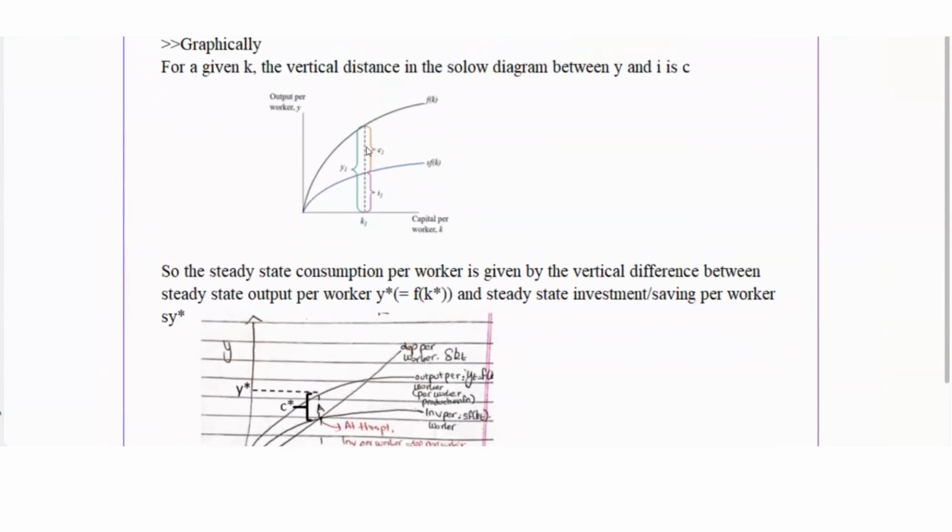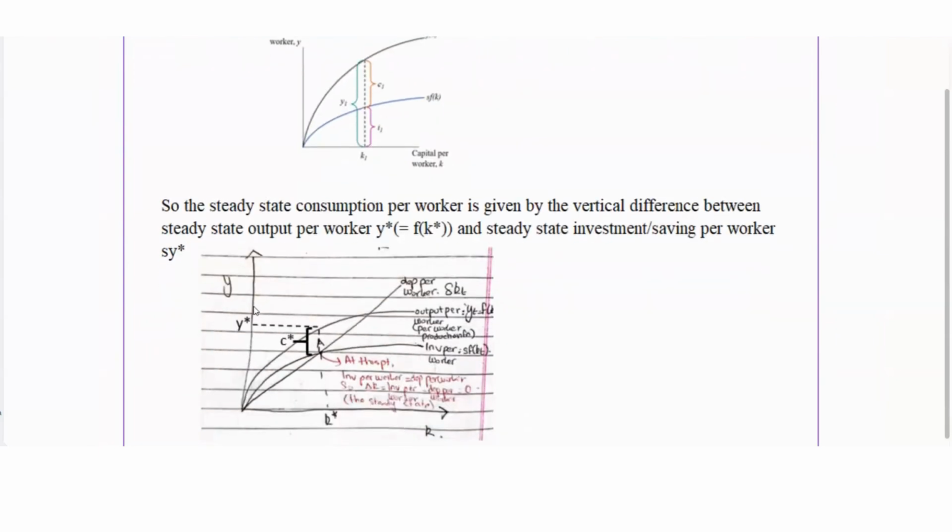So in general, it's the vertical difference between output and investment per worker in the Solow diagram. If you take this vertical distance at k star, where you're taking the vertical difference between the steady state value of y star and the steady state value of investment or savings per worker, s y star, then that gives us c star.